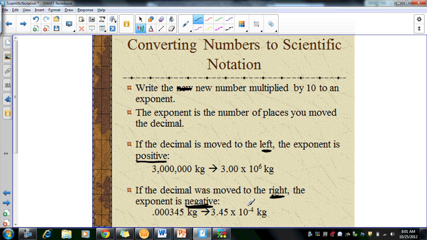So the reason why that positive and negative is extremely important, well here, this number is much larger than 3, so you need to make 3 bigger when it's expanded, so it has to be positive. Positive exponents are big numbers. Here, 3.45 is much bigger than our original number, so we need to make sure that this larger number becomes a smaller number. The way we do that is with negative exponents. Negative exponents make things smaller.